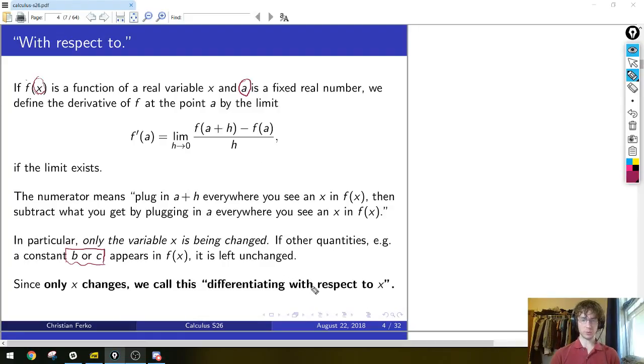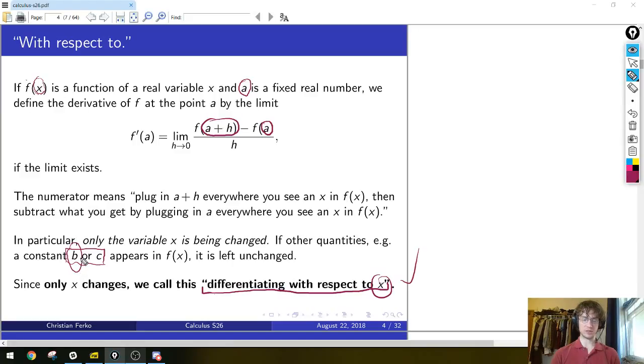So the words we use to describe this are differentiating with respect to x. The words with respect to simply mean that the thing which is changing between the terms in the difference quotient is the dummy variable x alone. So differentiating with respect to x, for instance, is not the same as differentiating, say, with respect to b, if there's another number b which appears in this function f of x.